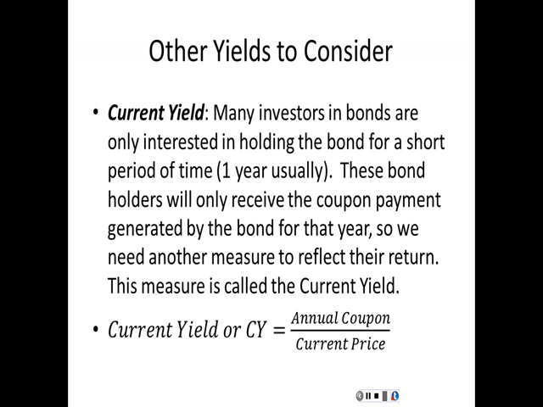There's other yields to consider here. Current yield is a return that we express for short-term investors. It's a 1-year return, and we assume the price of the bond does not change. It's a simple calculation. You just take the annual coupon. Now this is whether it's semi-annual or annual. You just total the amount of coupons you get for 1 year, and you divide by the current traded price. The formula is below.